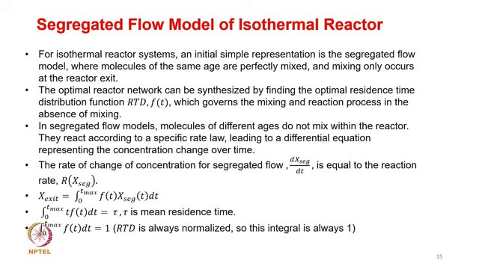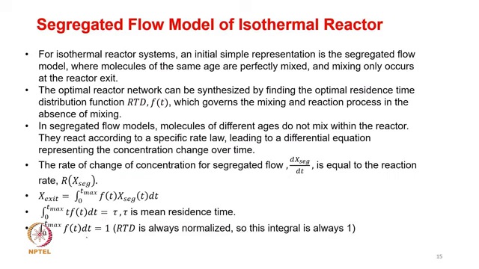In the segregated flow model, molecules of different ages typically do not mix in the reactor. They react according to a specific rate law, leading to a differential equation representing the concentration over time. The rate of change of concentration for segregated flow, dx_seg/dt, is equal to the reaction rate. The exit conversion x_exit would be the integral from t naught to t max of f of t times x_seg of t dt, and the integral from t naught to t max of t times f of t dt would give you tau, which is the mean residence time.